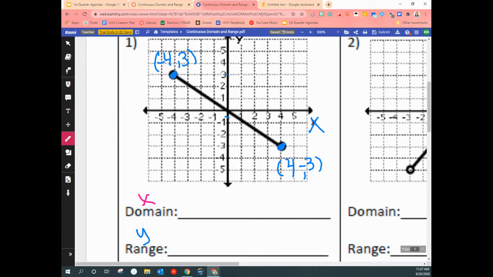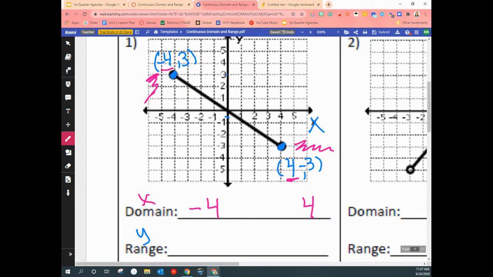So I need to do my x's first. So let's do our domain. Well, I can see that I start at -4, and I go all the way up to +4. And there's a reason I left all that space in between. So my smallest x value possible is -4. My picture does not go past -4 over here. My picture does not go past +4 on this side. Okay, do we agree? Yes.